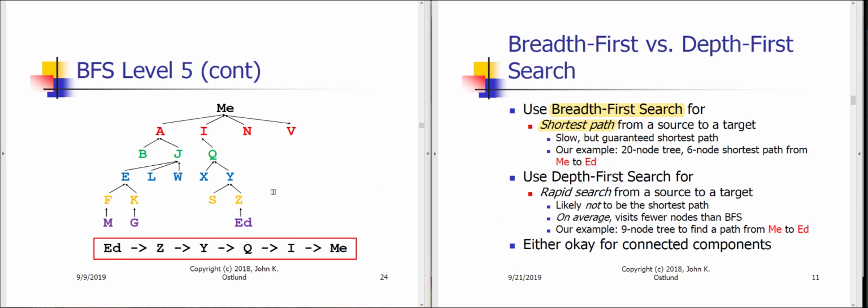For example, here I've redisplayed slide 24 from last week's first part lecture. This was our shortest path tree from me to Ed, and gave me a path in which there were 6 nodes, me, I, Q, Y, Z, Ed, connecting me to Ed. On the other hand, we had to build a 20-node tree in order to find that shortest path.